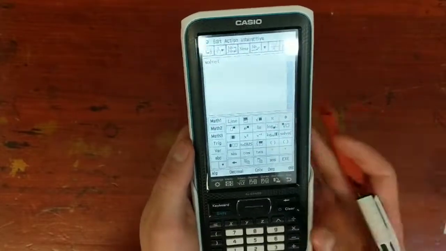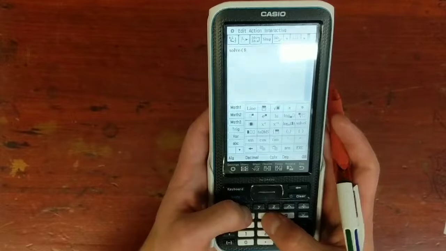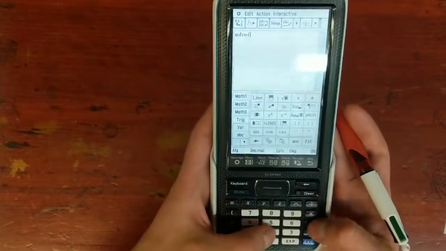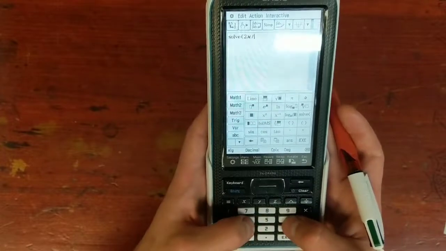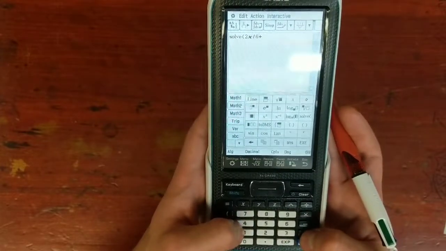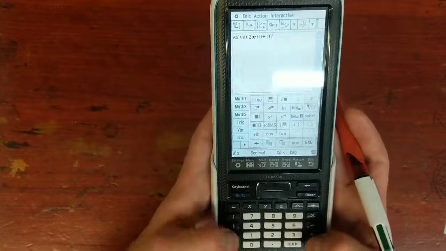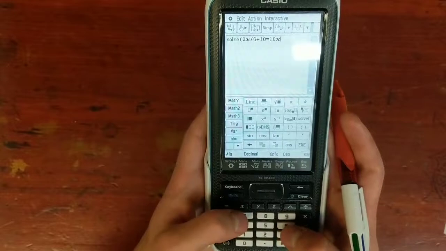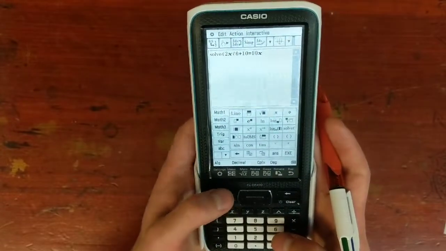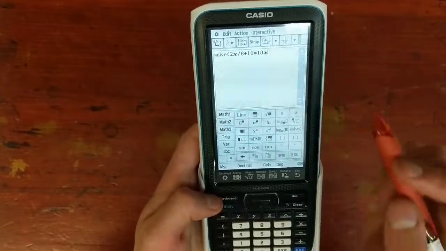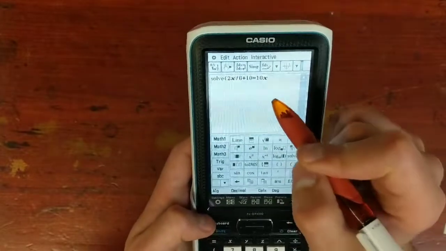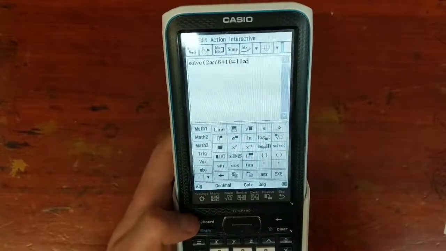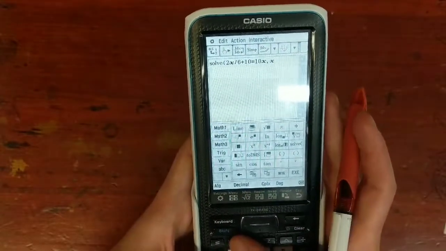So, for example, let's say I have the equation 8x, let's say I've got this, what can it be? Let's say I've got 2x over 6 plus 10 equals 10x. And I want to solve for x. So all I need to do if I want to solve this equation is just stick the whole thing into the solve function of the calculator, and then I'm going to put comma x at the end of it.